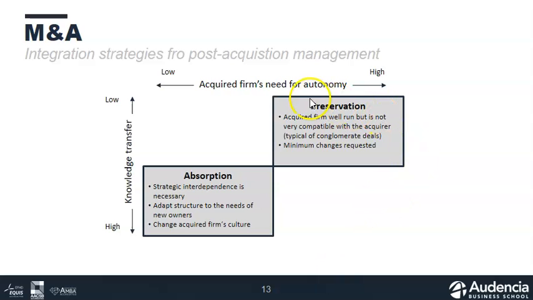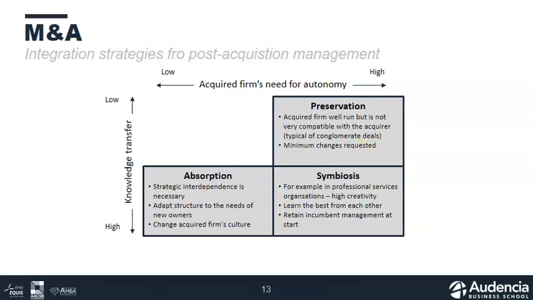The opposite of this would be a situation where a high degree of autonomy is required of the acquired firm, and we don't really need to learn from the acquired firm. The acquiring firm doesn't need to undertake any knowledge transfer. The acquired firm in this case is probably well run, but it's not very compatible with the acquirer. This is typical of conglomerate deals. We'll preserve them as they are, and we'll request very few changes be made.